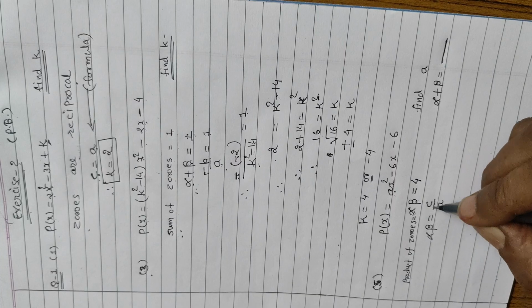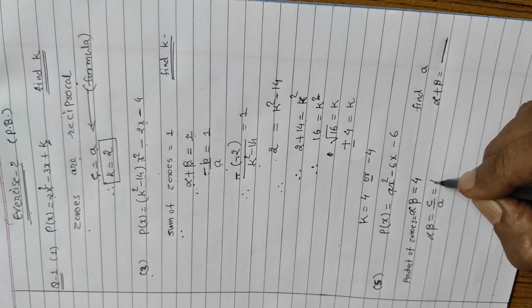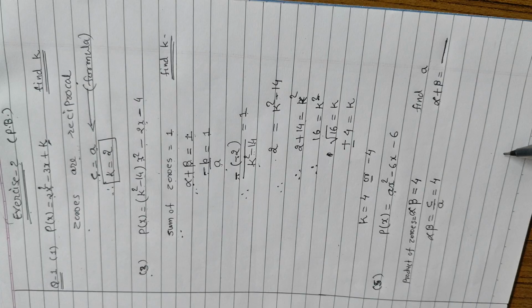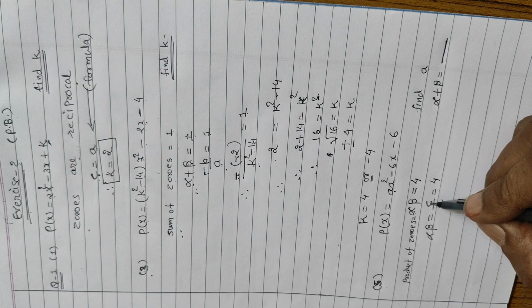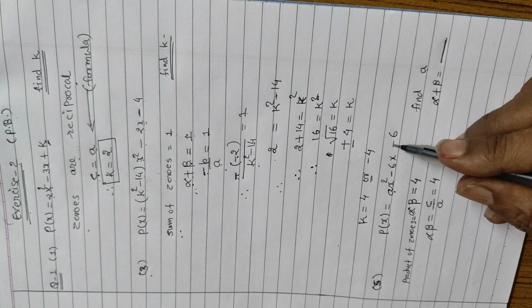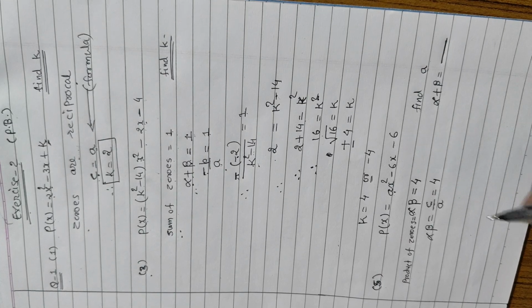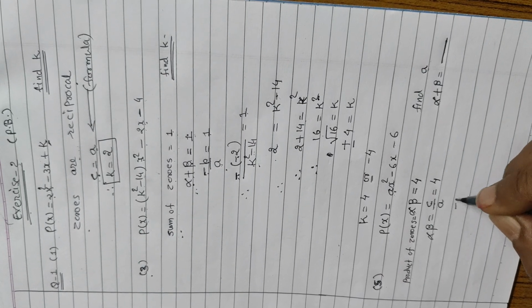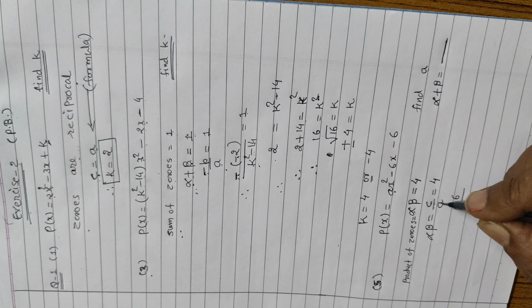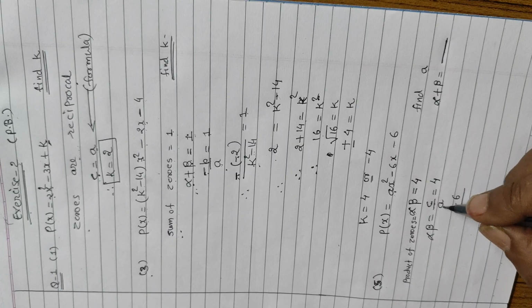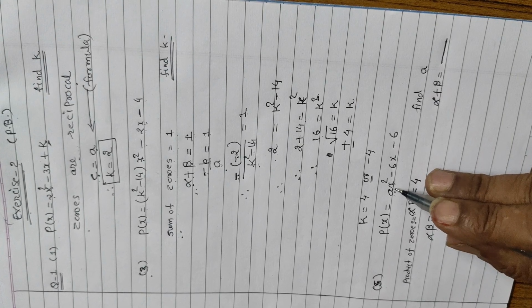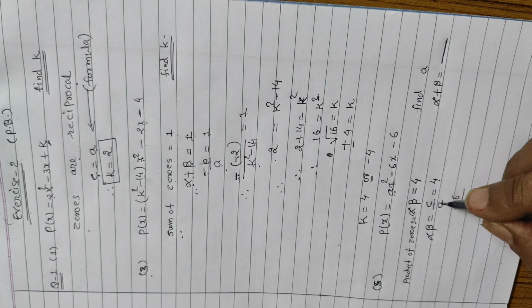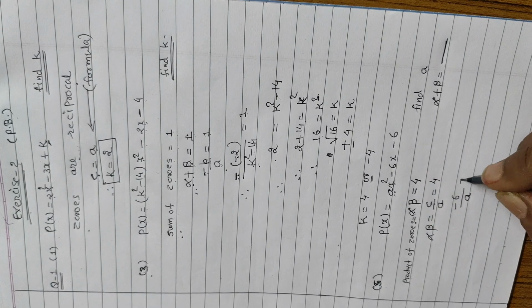Product of two zeros is equal to C upon A, which is 4. C is the constant term, and here constant is minus 6. So the value of C is minus 6. A is the coefficient of x square. So here x square coefficient is A.